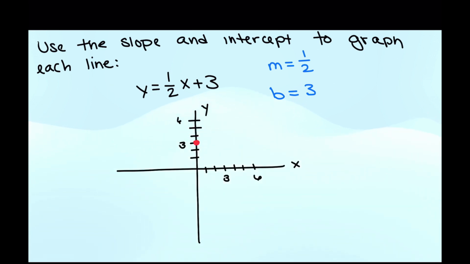Because my slope is 1 over 2, slope is rise over run, that means I can go up 1 and over 2 units to get to my next point. So I'm going to go up 1 and over 2, and there's another point on the line. I can repeat that process, go up 1, over 2, to get yet another point. And I can continue that process, up 1, over 2, to get as many points as I want in order to create that nice straight line of that graph. And there's the graph of y equals 1/2 x plus 3.